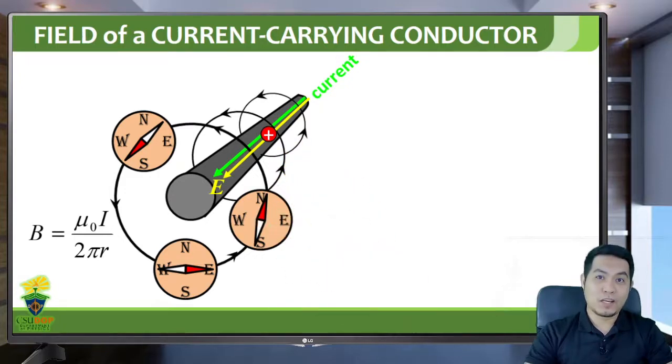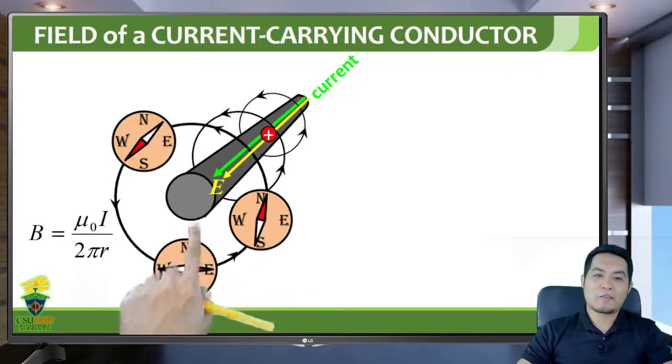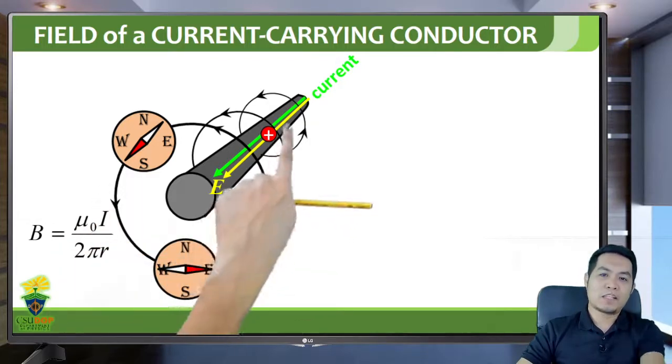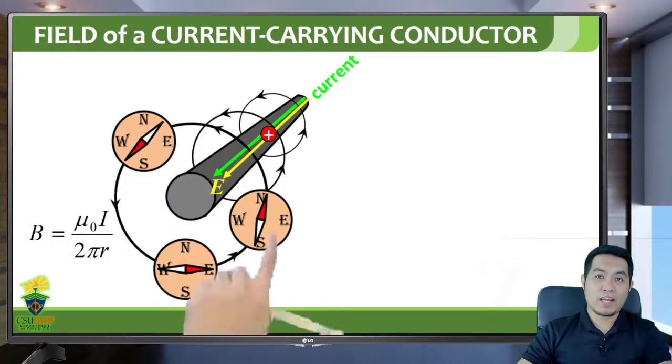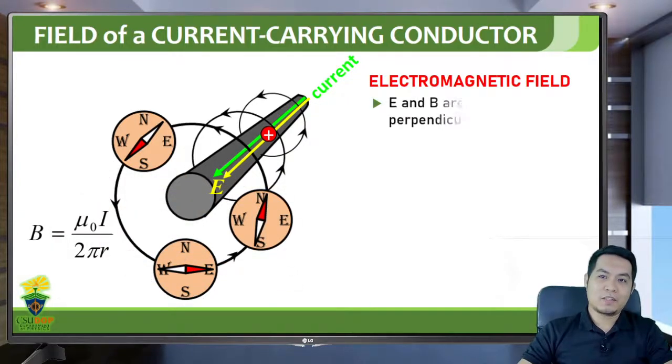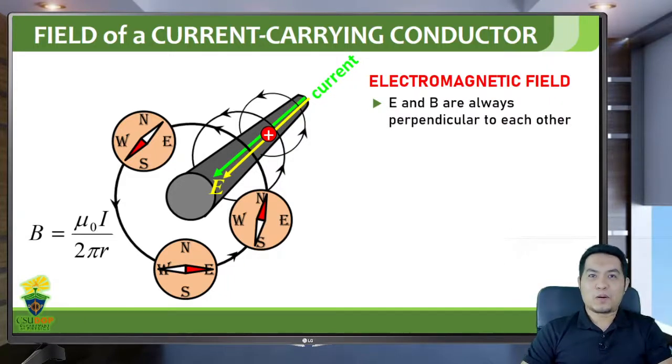So it's due to the EMF, or the voltage, or the battery of your battery, or the source of EMF of your wire, for that matter. So you will notice here the duality of the electric field and the magnetic field. If there's an electric field along the wire, there's a magnetic field curling around it. In totality, we call the combination of electric and magnetic field an electromagnetic field, and they are always perpendicular to each other.